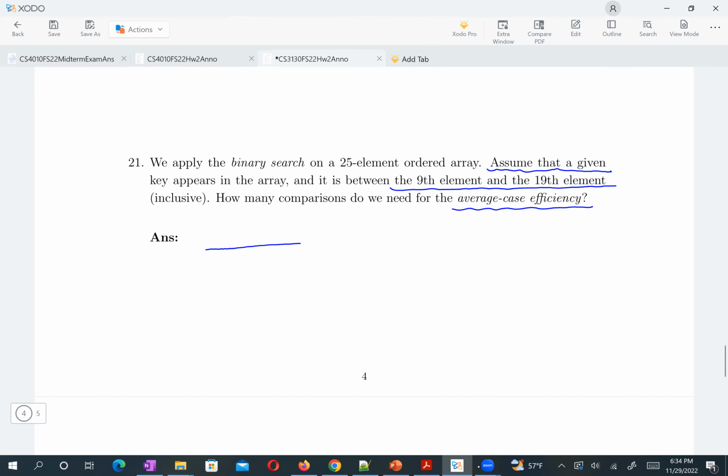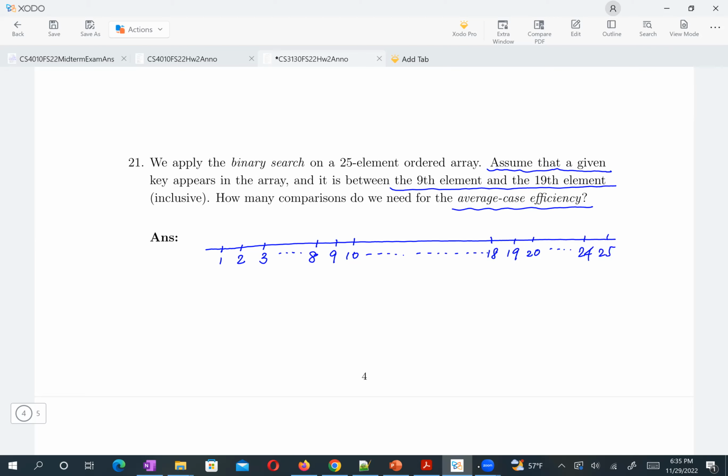Let me draw the diagram. We know it's an ordered array, so we have all the elements ordered, and we can write the position numbers: 1, 2, 3, and so on, 8, 9, 10, up to 18, 19, 20, and 24, 25.